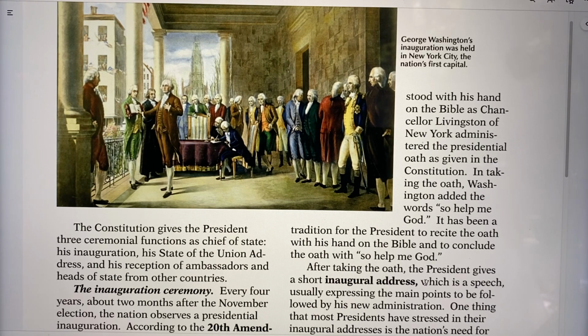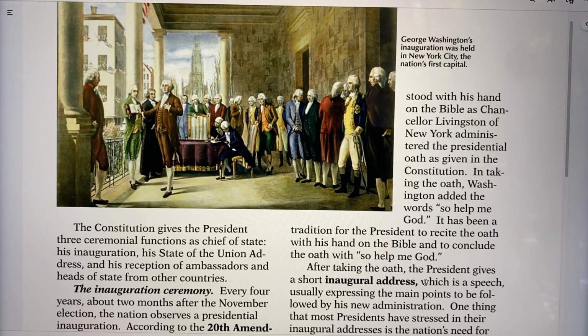See George Washington there on April 30th, 1789, with his hand on his Bible. Chancellor Livingston of New York administered the oath, and Washington at the end of the oath said, "So help me God." Now everyone at the end of their oath says, "So help me God," with their Bible. And then afterwards, sometimes the presidents give a short inaugural address after the ceremony, and just put forth some main points in becoming president.